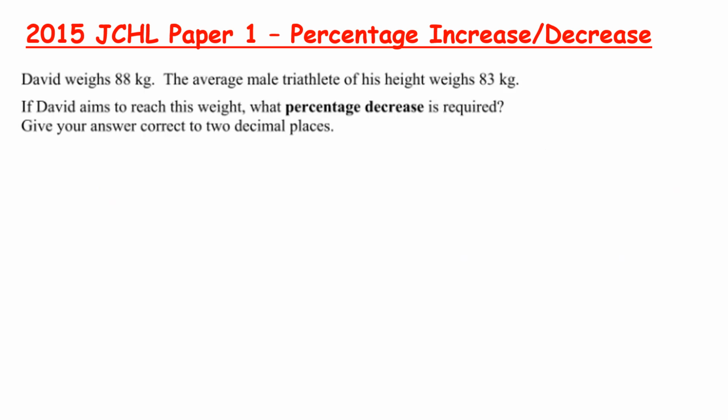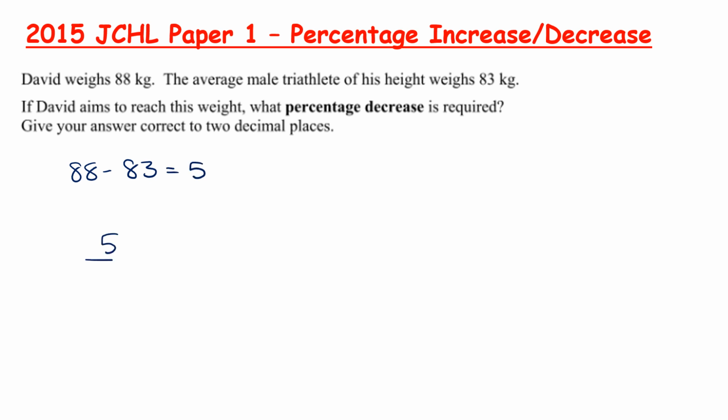So let's look at another question. This is from the 2015 Junior Certificate paper. David weighs 88 kilos. The average male triathlete of his height weighs 83 kilos. If David aims to reach this weight, what percentage decrease is required? So the first thing you need is the actual decrease. So we're going to do 88 take away 83, which gives us 5.